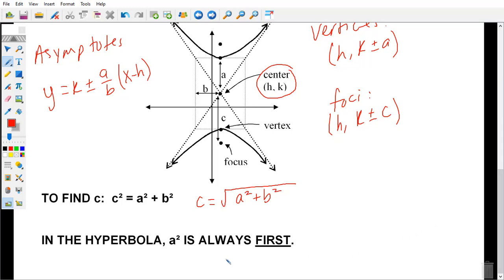Okay, note with hyperbola, your A is always going to be first. It's going to stay alphabetical. It doesn't matter anything about smaller or larger denominator. It's always A, then B for hyperbola. All right, let's graph one.